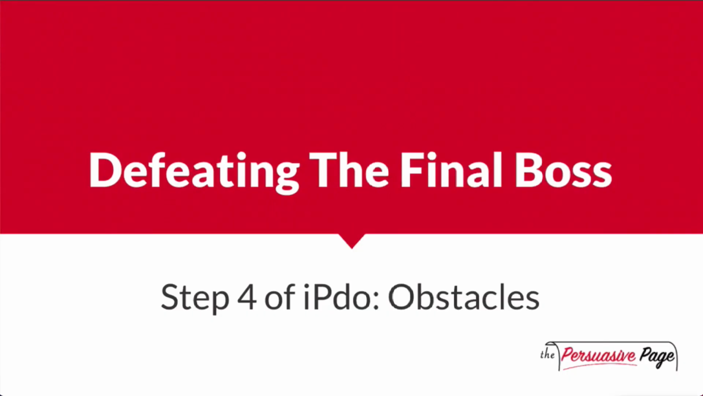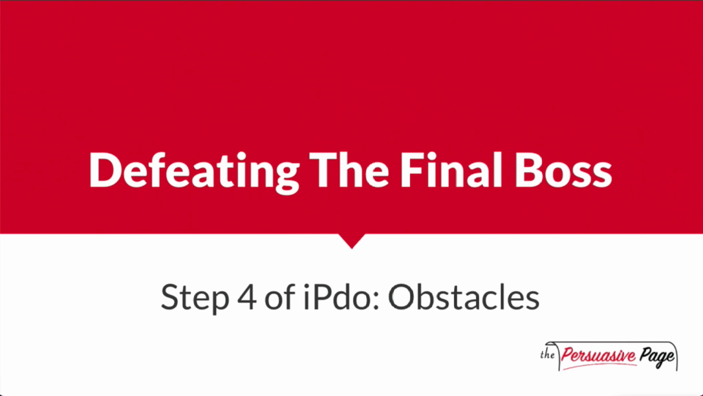It's time to defeat the final boss standing in the way of both our customers solving their problem and us finishing this IPTO model. Step 4 of IPTO, the O, is obstacles. So we've covered identity, problems, and dreams. The last thing you want to know are the obstacles, hence final boss, get it? The obstacles that the market faces.